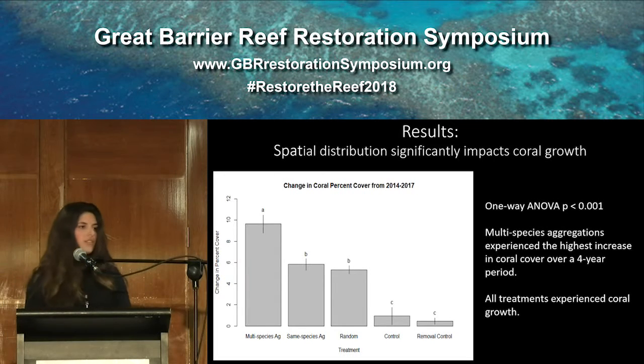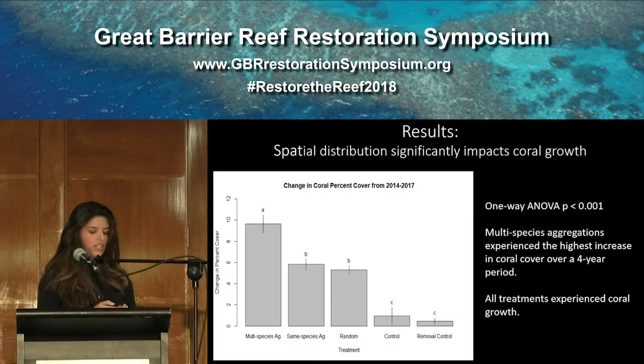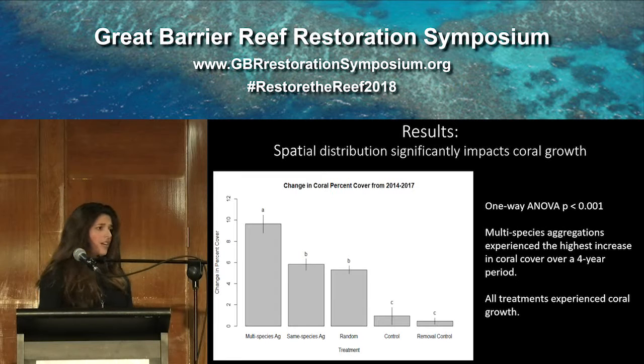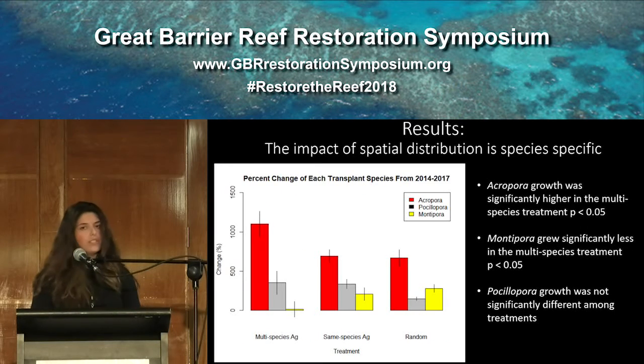If we want to break this down to species-specific, we see some interesting trends. So it seems as though this increase in coral cover is mainly due to Acropora. Conversely, this treatment seemed to inhibit the growth of Montipora, which actually happened to do a bit better in this random treatment where it was further separated from other corals. Also, Porites didn't really seem to be impacted much by spatial orientation. So this really exemplifies just how important it is to think about life history traits and competitive ability of corals when you're creating a transplant experiment.